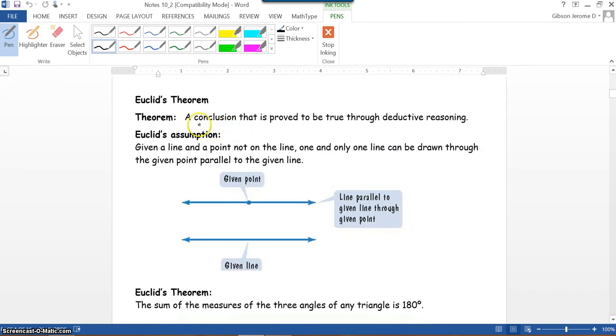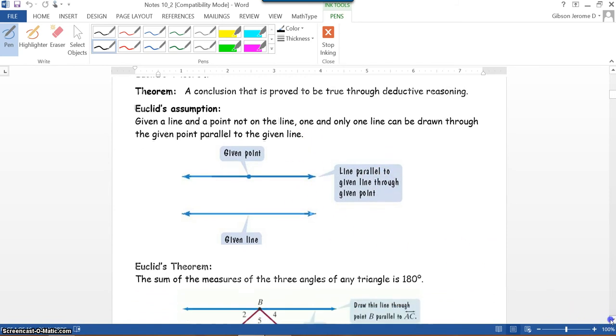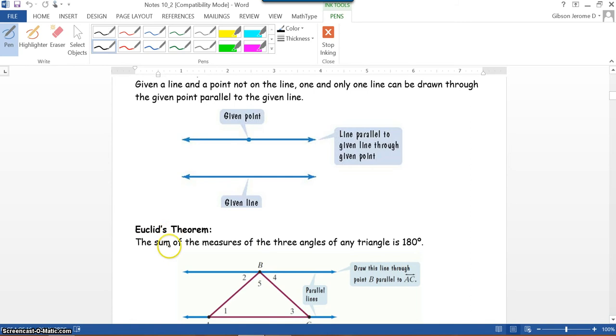Euclid's theorem. A theorem is a conclusion that is proved to be true through deductive reasoning. Euclid's assumption: given a line and a point not on the line, one and only one line can be drawn through the given point parallel to the given line. Now we have some parallel lines here, and we have Euclid's theorem.